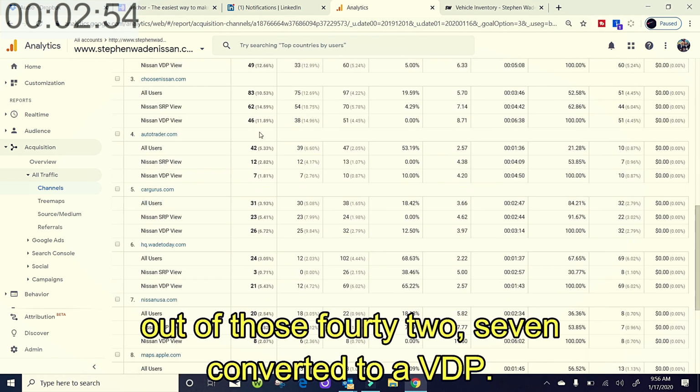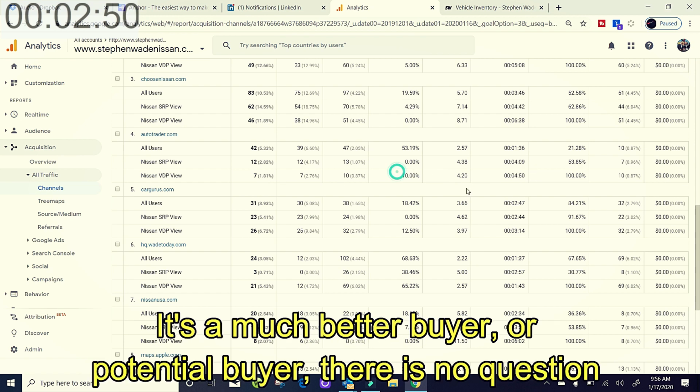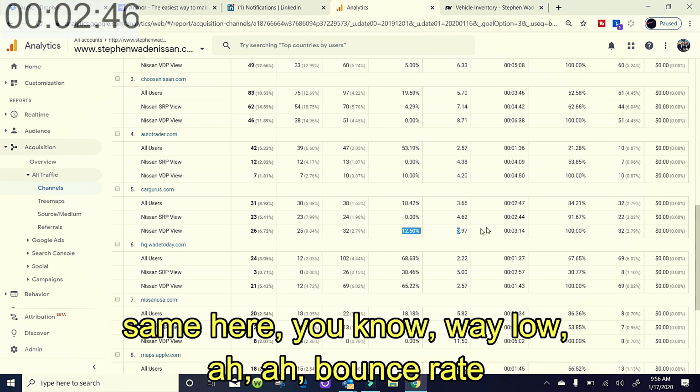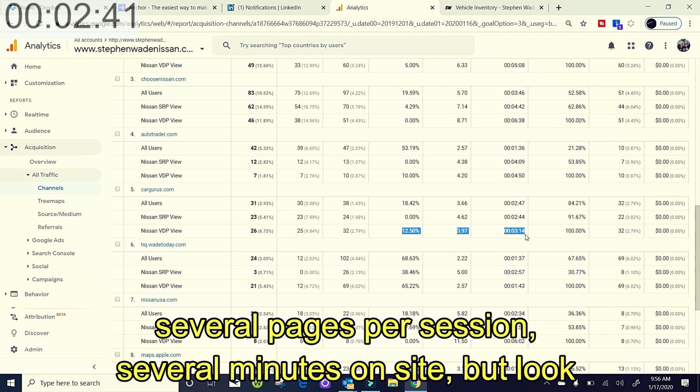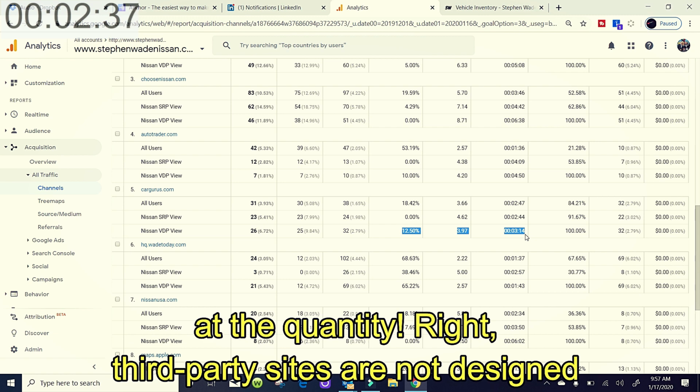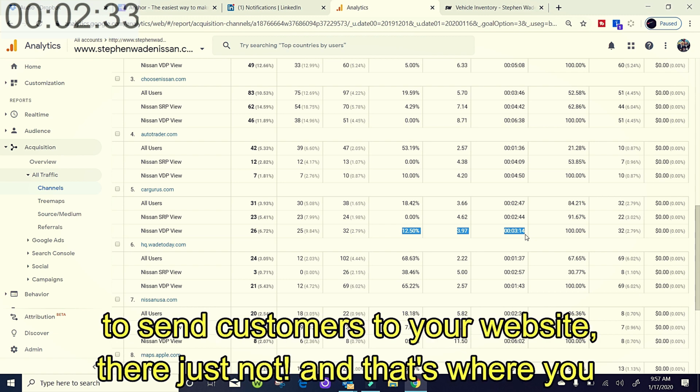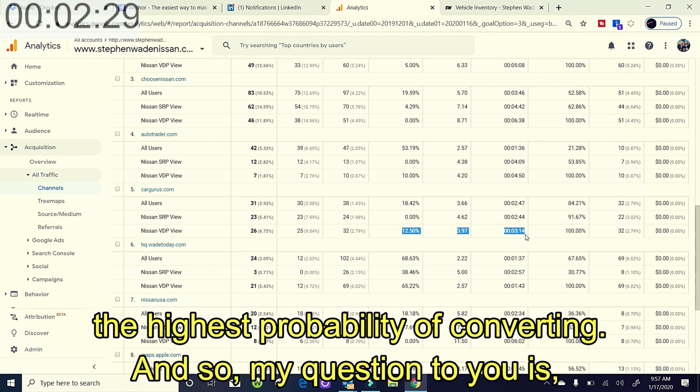AutoTrader 42, and out of those 42, 7 converted to a VDP. It's a much better buyer or potential buyer, and there's no questions. Same here. Way low bounce rate, several pages per session, several minutes on site. But look at the quantity, right? Third-party sites are not designed to send customers to your website. They're just not. And that's where you have the highest probability of converting.